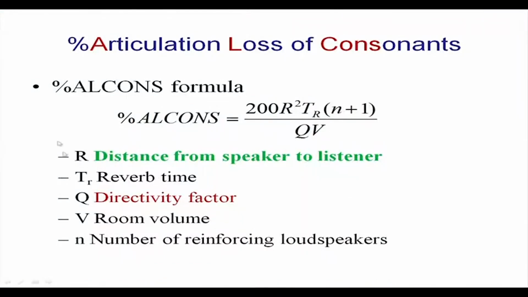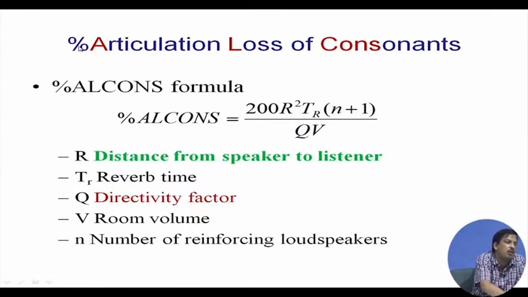Okay. So, we have discussed the critical distance, how to calculate it, and its importance. Now, there we have mentioned the percentage Alcons. What is percentage Alcons? Alcons is articulation loss of consonant. Percentage Alcons means percentage of articulation loss of consonant. That is why it is called percentage Alcons.